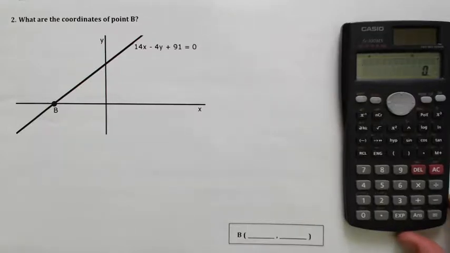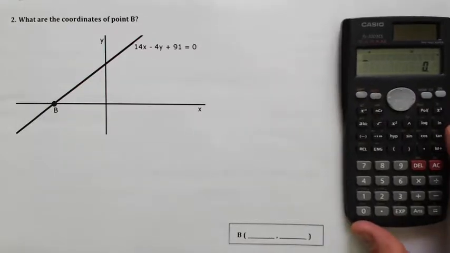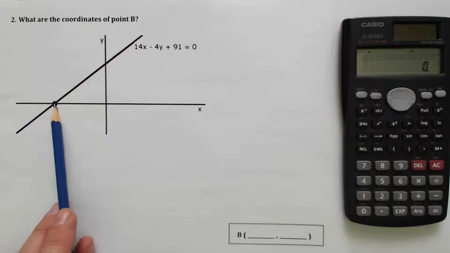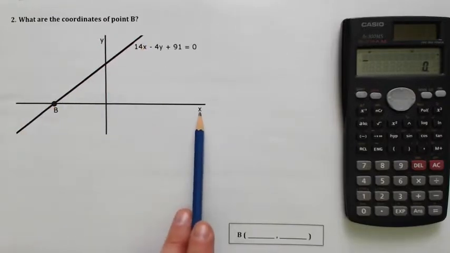What are the coordinates of point B? This is question number 2. The coordinates of point B, we can see visually represented right over here, and we can see that that is an x-intercept. That's where the line is crossing the x-axis.